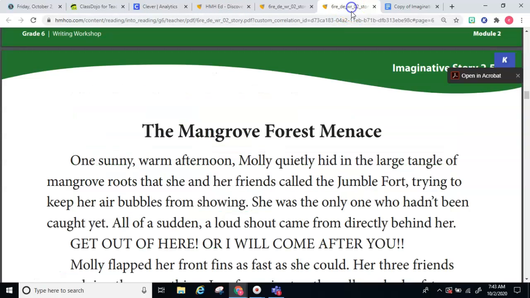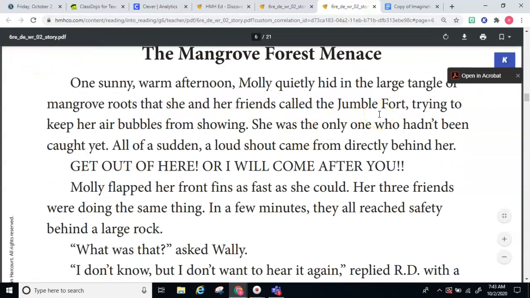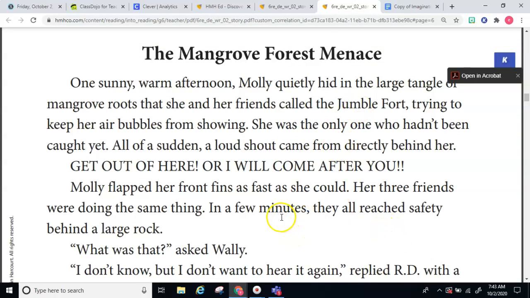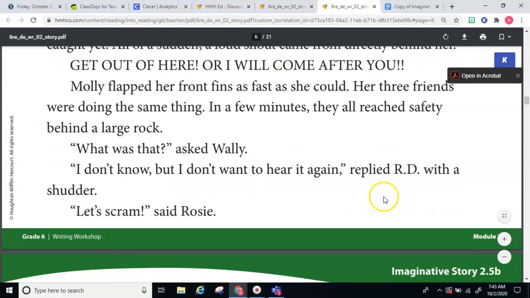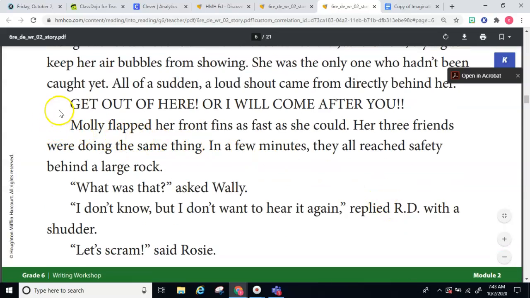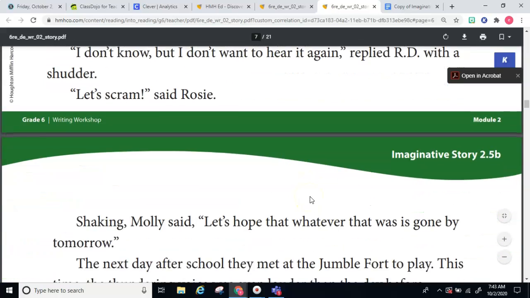Going back to the story about the mangrove forest menace, right? We read this earlier this week. We know that the story starts off with Molly and her friends playing hide and seek, and then someone shouts, "Get out of here, or I will come after you." We don't know who it is yet, but it will be revealed eventually in the story. So then after someone yells at her, they swim away to reach safety, right? So still going in order right after the other. The author is explaining the events that have happened.